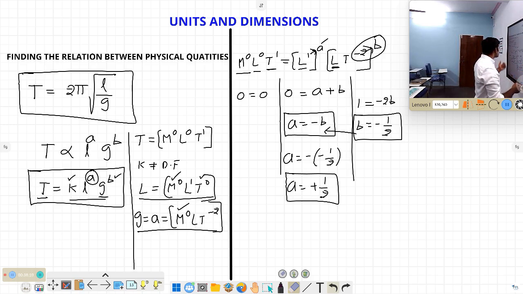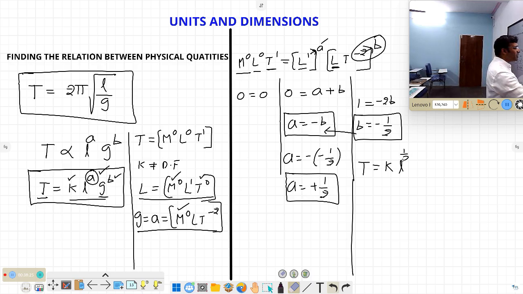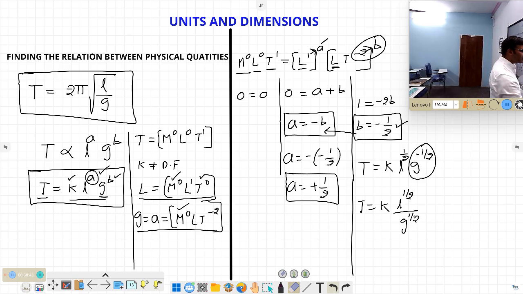Now substitute these a, b values in the given equation, that is the time period of a simple pendulum equation. Time period T is equal to a constant k into L power a. What is a here? The a value is plus 1 by 2, into g power b. The b value is minus 1 by 2. This g power minus 1 by 2, if you move it to the denominator, it becomes k into L power 1 by 2, divided by g power plus 1 by 2. Minus 1 by 2, if you move it to the denominator, it becomes plus.